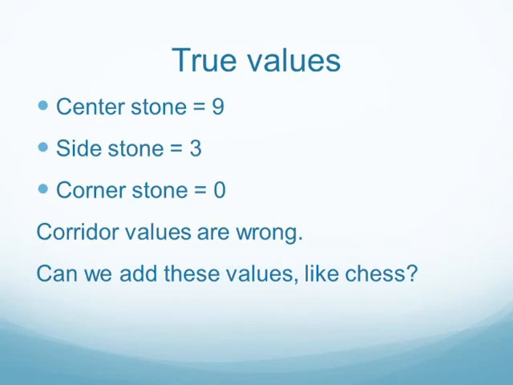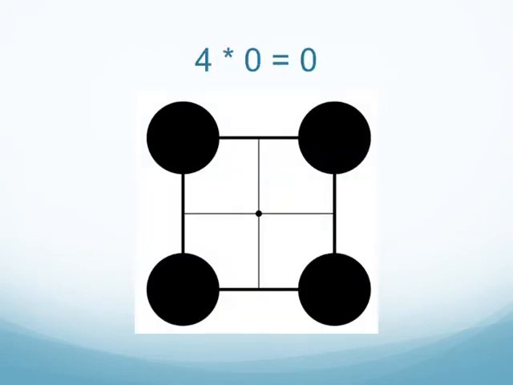Can we then, however, take these features, these values for a center stone, a side stone, and a cornerstone, and add them together like we do for values of chess pieces? Well, if we have all 4 of the cornerstones on the board, each one is worth 0, and all 4 of them are worth 0. So far, so good. Because white plays in the middle, white will take the whole board.